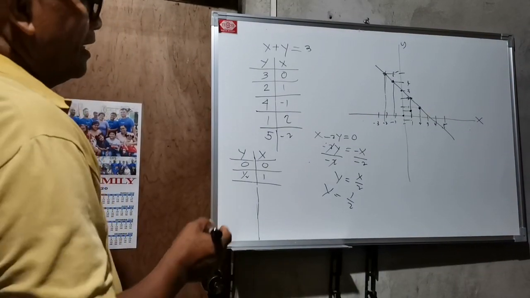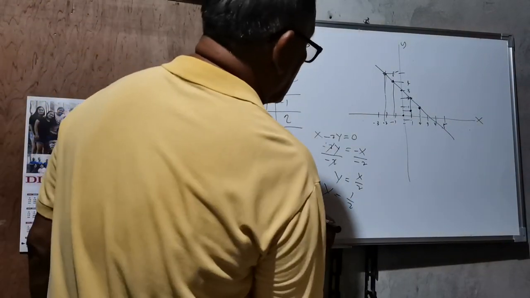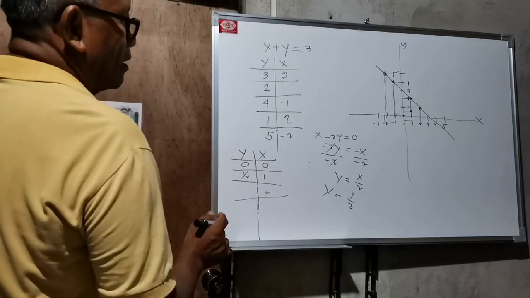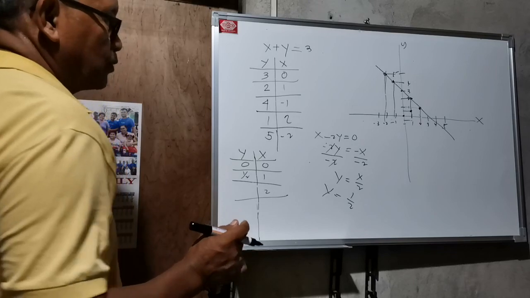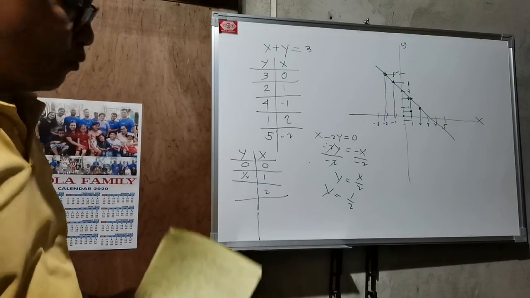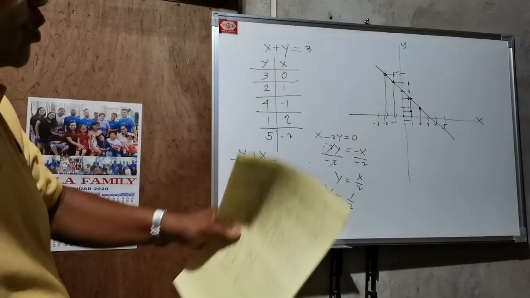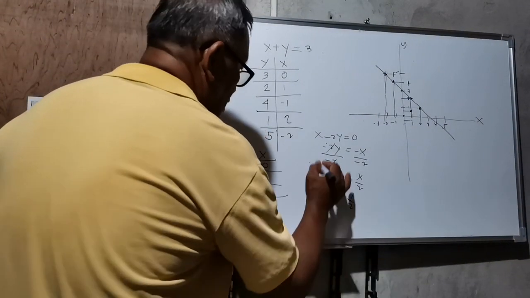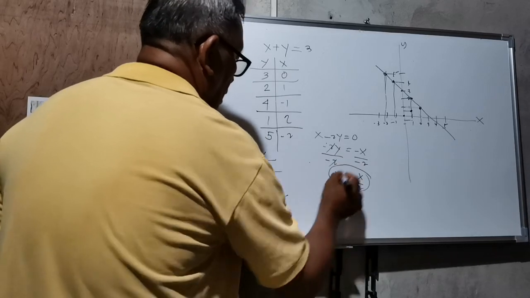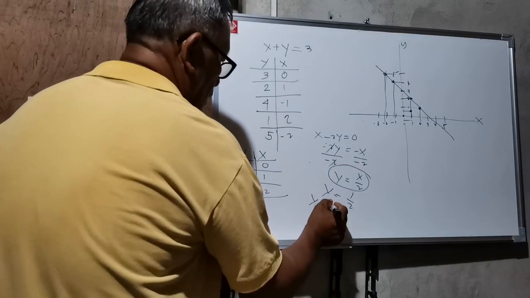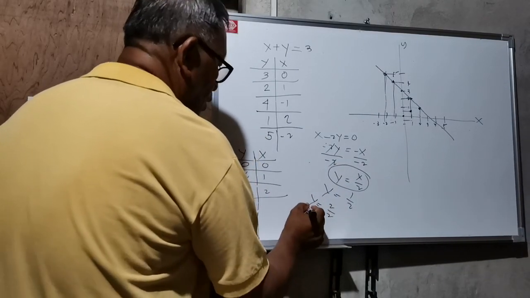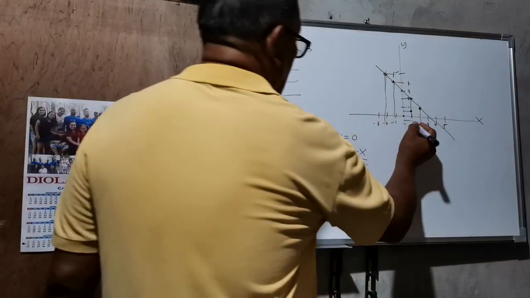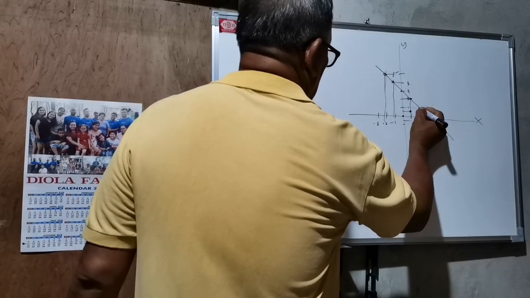Okay. Now, if we are going to assign the value of x to be 2, it's up to you if you are going to use negative 1. But this time, I'm going to use 2. Okay, if the value of x is 2, using this formula, y is equal to 2 over 2, y is equal to 1. Therefore, the value of y is 1. If the x is 2, y is 1.